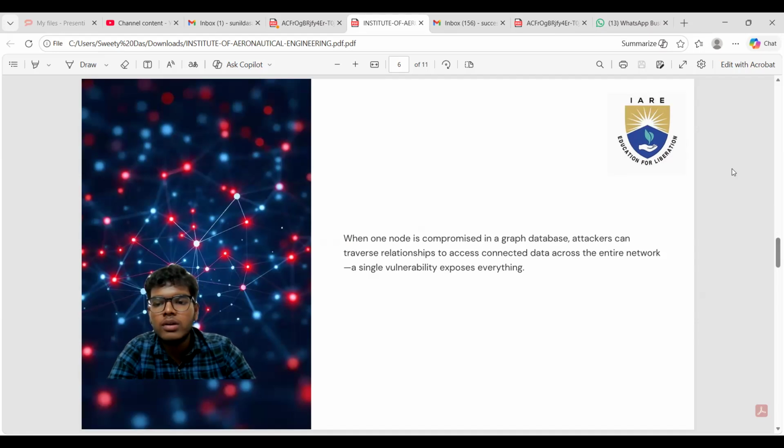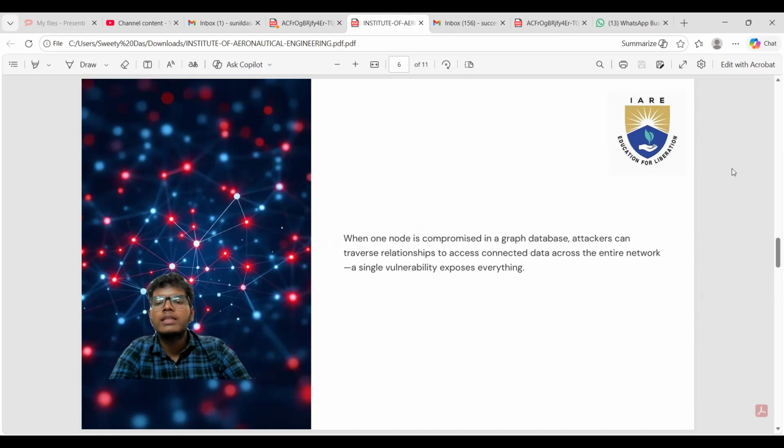This is the single node problem. This visual really hammers home the risk. If just one node in our graph is compromised, it's game over. An attacker doesn't need to break into every room. They just need to get into the hallway from one single node. They can travel relationships to access connected data across the entire network. One vulnerability truly can expose everything.